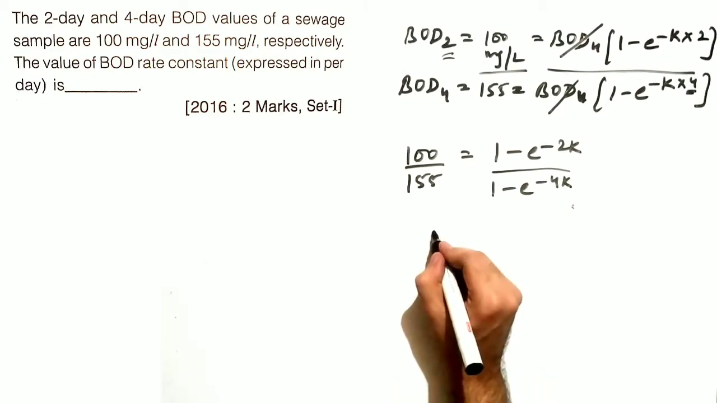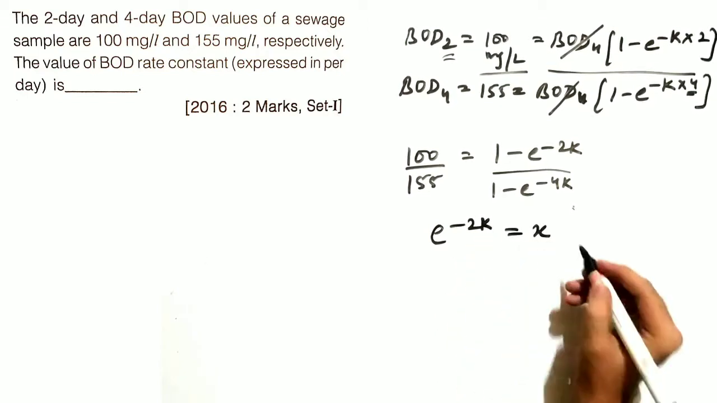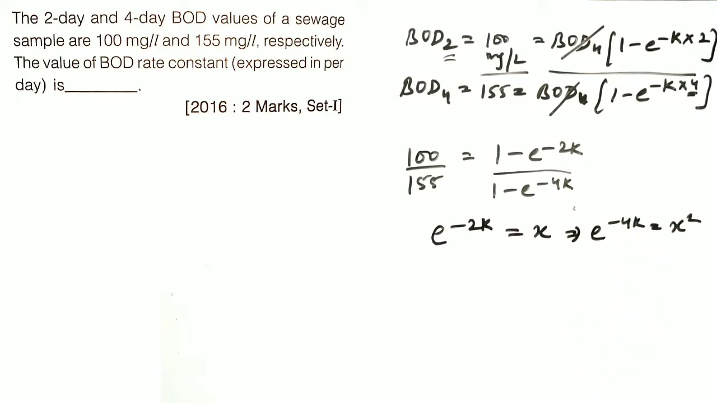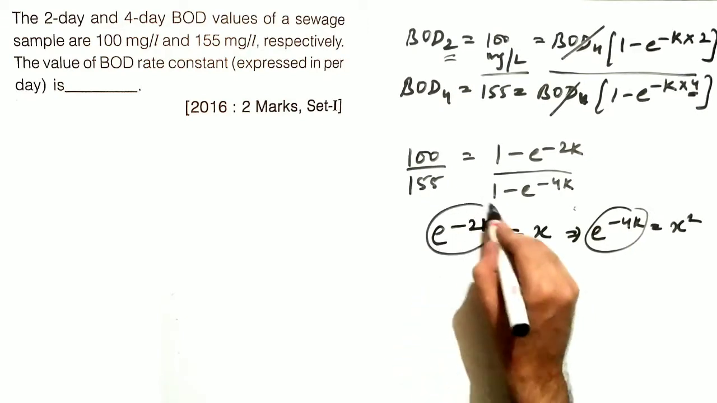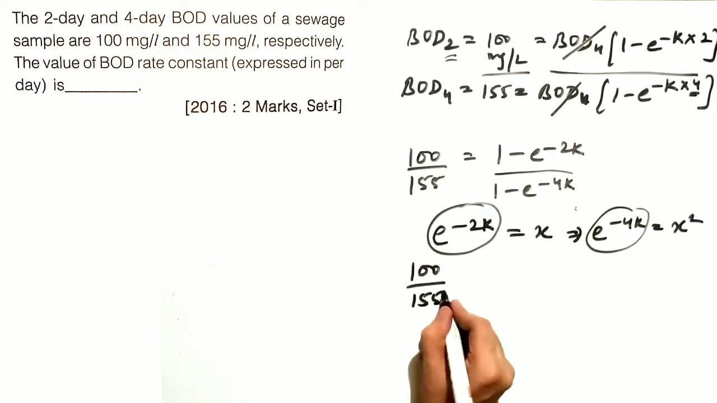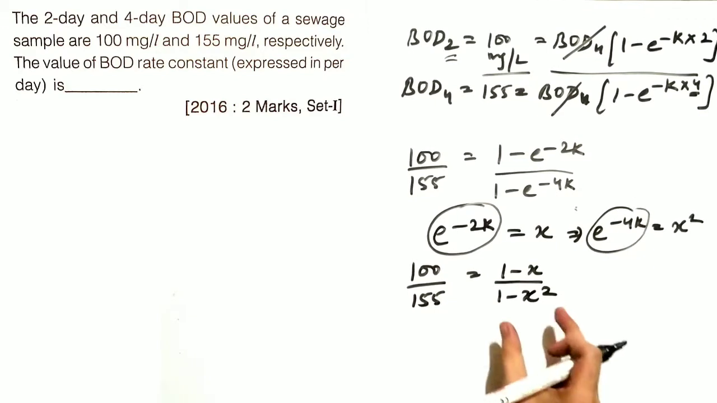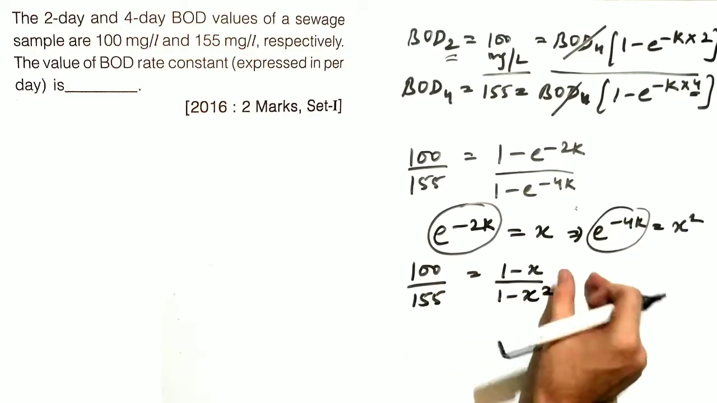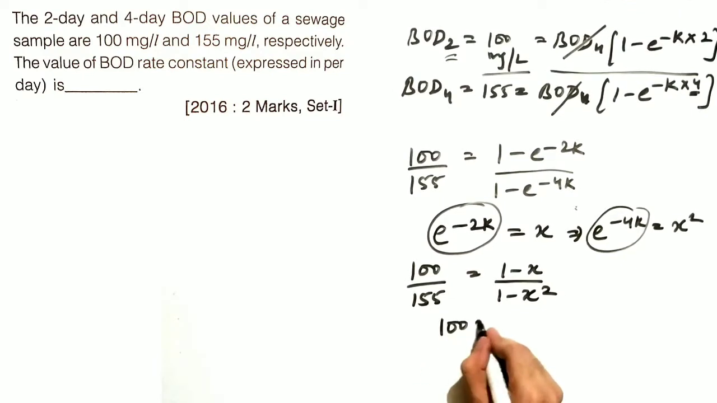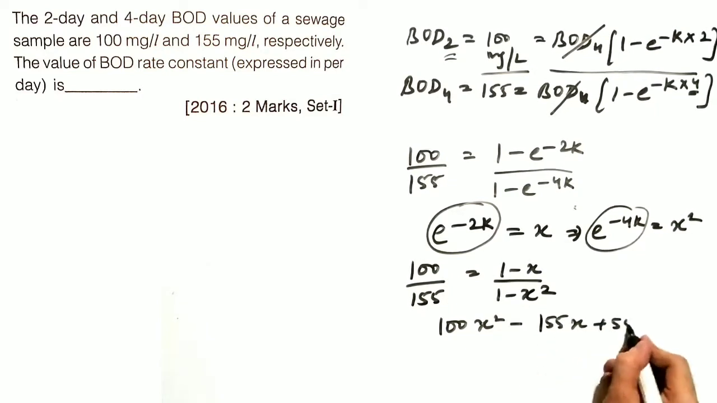For this, what you have to do, you have to take e to the power minus 2k as x. Then what will this result in? E to the power minus 4k will be equal to x square. Okay, this value is the square of this value, so this will be equal to x square. Now you can replace e to the power minus 2k and e to the power minus 4k as 1 minus x divided by 1 minus x square. Take this to left hand side, take this to right hand side, and when you will solve, it will form a quadratic equation like 100x square minus 155x plus 55 equals 0.